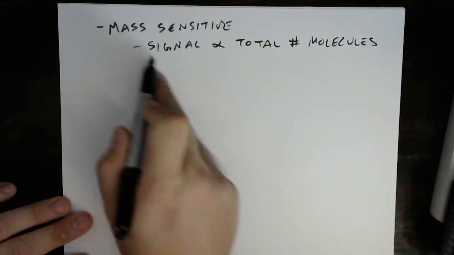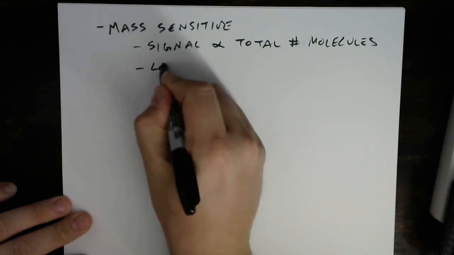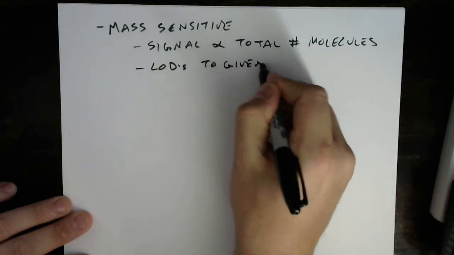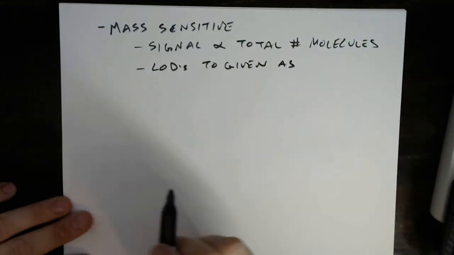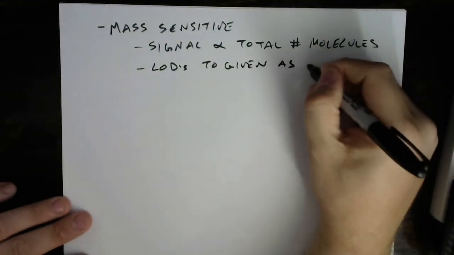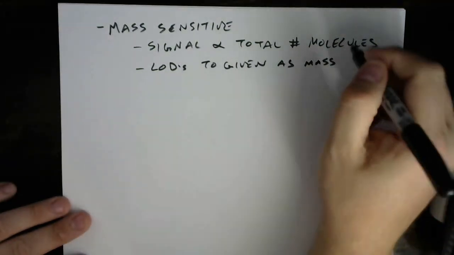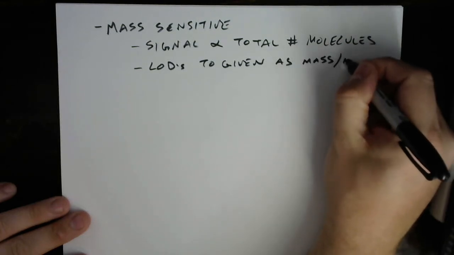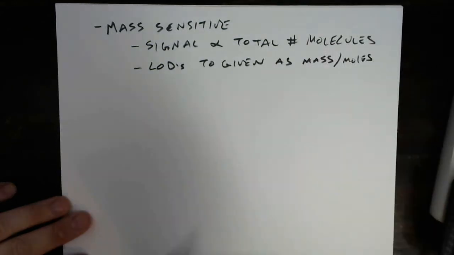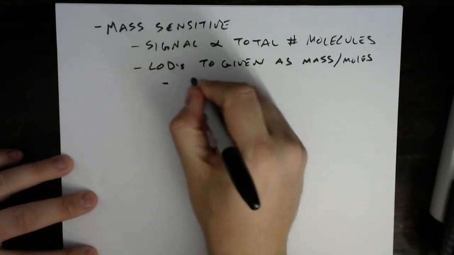And because mass-sensitive detectors are proportional to the total number of molecules, LODs should be given as quantities that relate the amount of stuff you have, right? So that should be as a mass. Our limit of detection is 10 femtograms or whatever. Or it should be as moles. We can detect 5 picomoles or whatever. But it should not be as concentration. It shouldn't be mgs per mil. It shouldn't be molar, but people still do that.